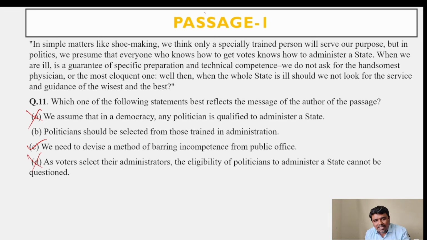Their capability maybe comes inherently, maybe without training itself. So I'm not worried about whether they are trained or not. I'm worried about whether they are competent or not. Got the difference? So that's the reason B is eliminated.